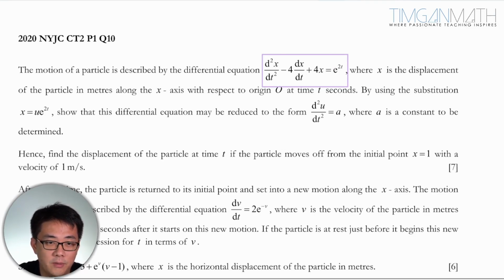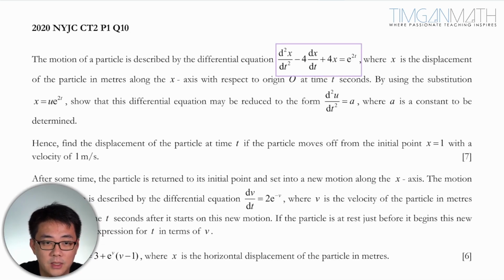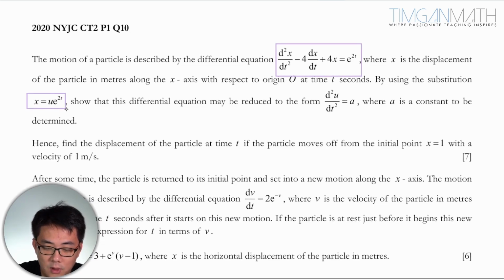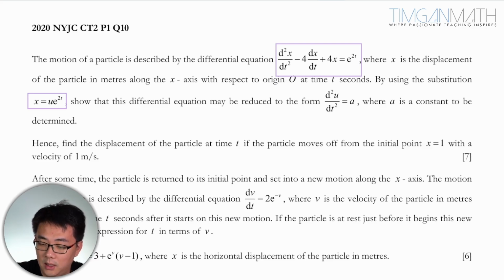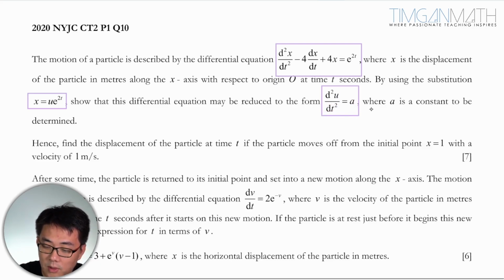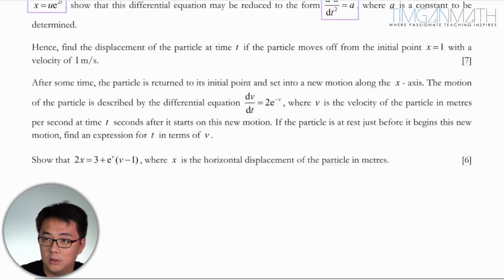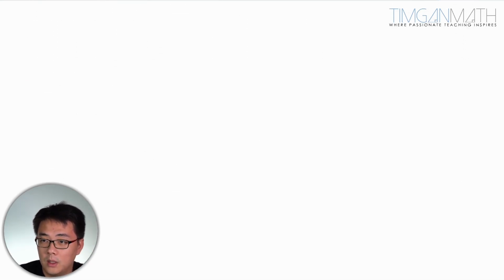x is the displacement of the particle in meters, and by using the substitution x = u e^(2t), show that the differential equation may be reduced to d²u/dt² = a, where a is a constant to be determined. Okay, so I'm just going to do the first part first. It seems like a huge question here. Just copy down the equation, which should be quite okay.